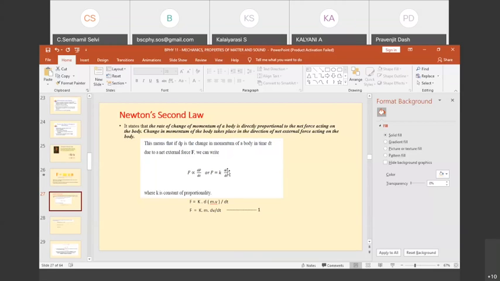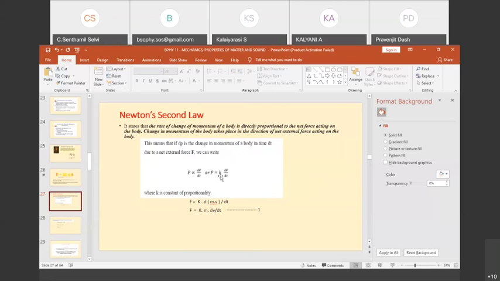How can we write p by splitting it up? Mass into velocity. Very good, mass into velocity. So d by dt of, instead of p, m into v, mass into velocity. Very good, thank you sir. So F is equal to k into, we have written the same k here, the d by dt separately. We have written d by dt, instead of p, p is equal to m into v.